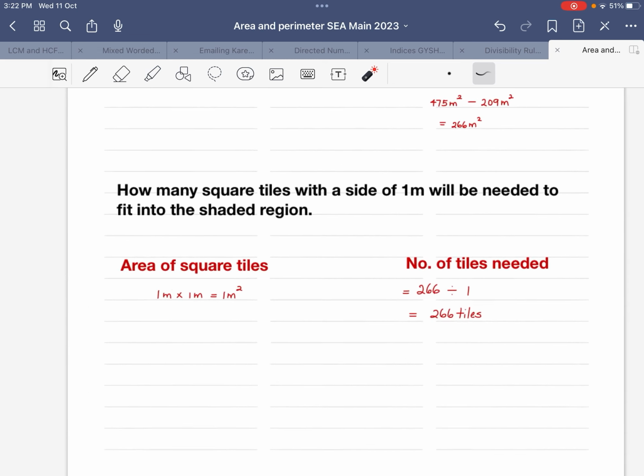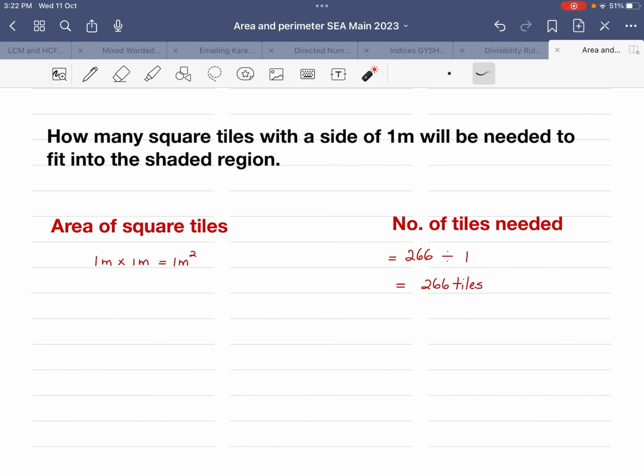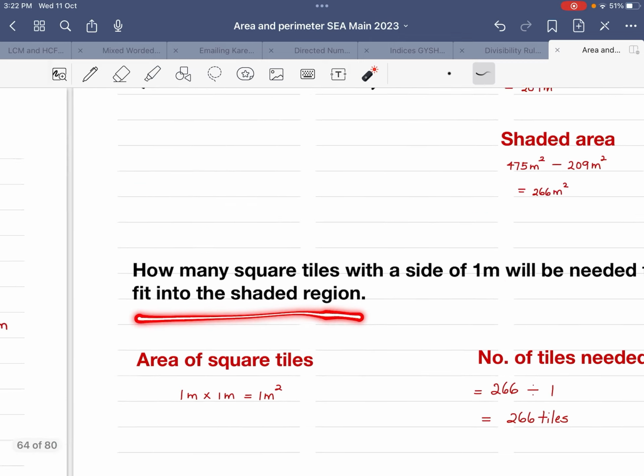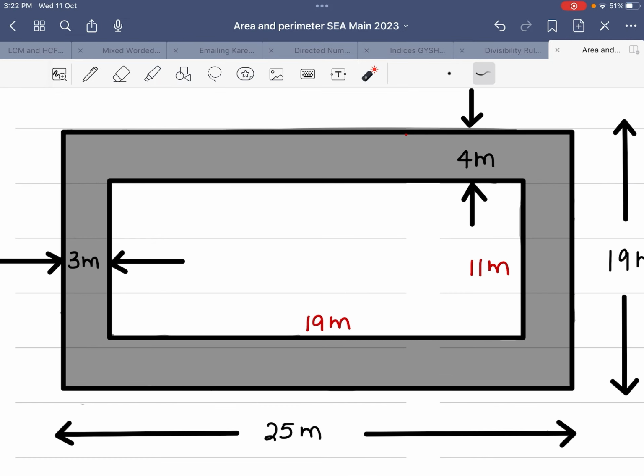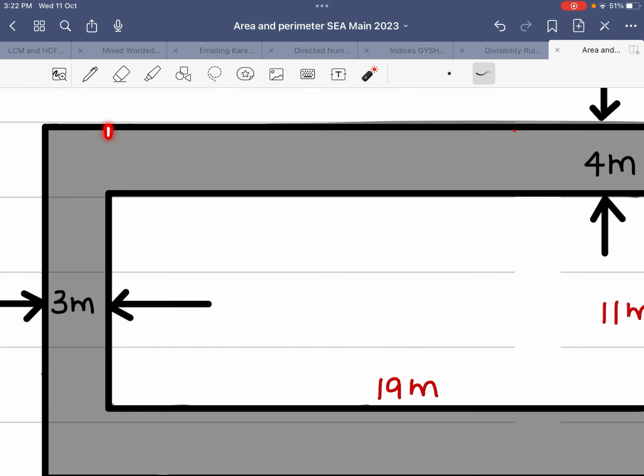So the second part of the question asks us to determine how many square tiles with a side of 1 meter will be needed to fit into the shaded region. So basically we are going to fill this area with tiles.